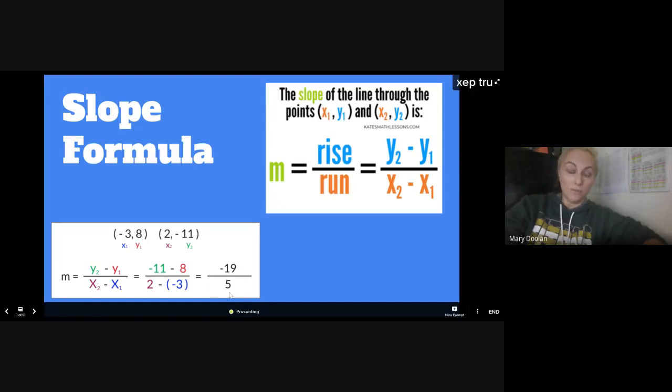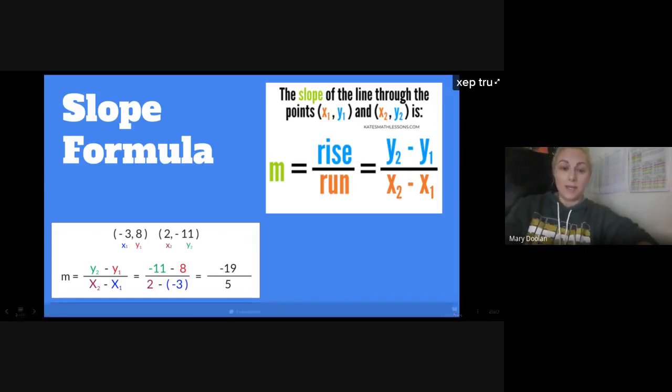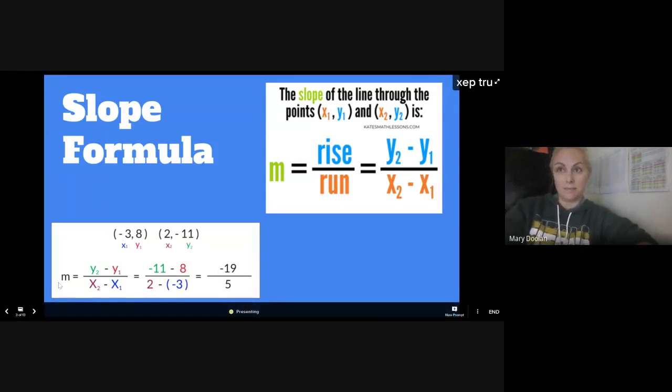This is a ratio. This is a slope. This is a negative slope because a negative value is here, -19 over 5. So this line that passes through these points, it goes downhill as you move along the x-axis in the positive direction. You're headed downhill because m, its slope, is negative.